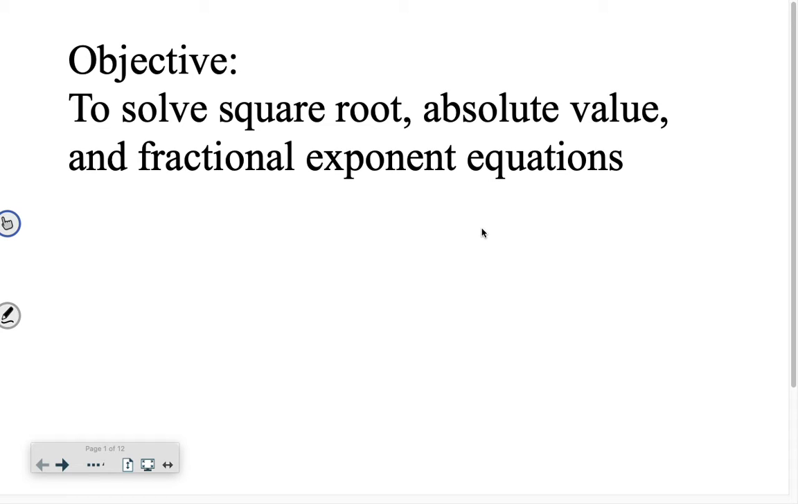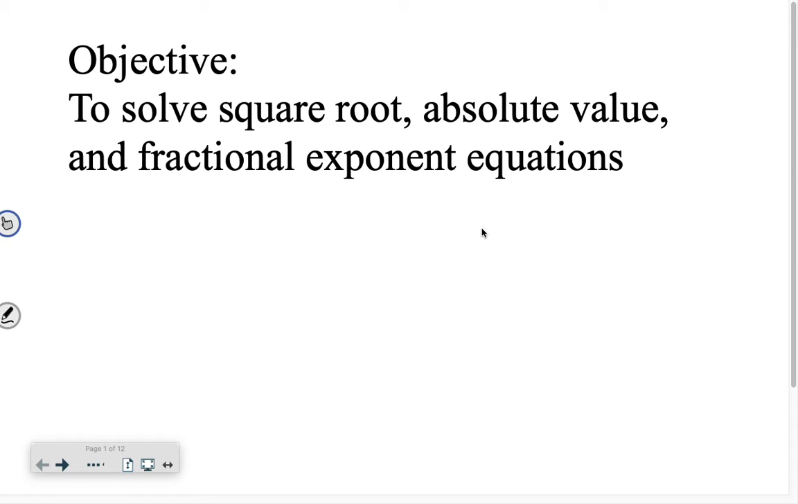Okay, so here's kind of what we're doing today. It's a little more specific than I probably even needed to get, but we're going to be taking a look at roots. How do you solve radical equations? Square roots, cubed roots, fourth roots, that kind of stuff. How do you solve absolute value equations?